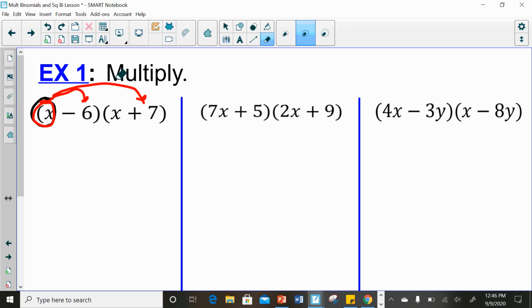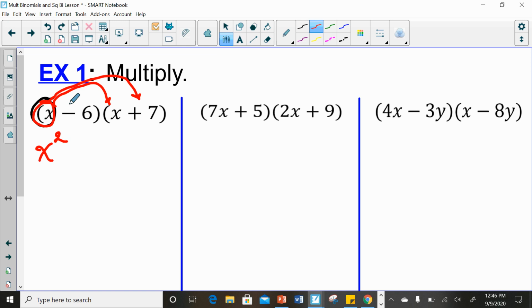Let me erase that. This is what happens when you put the wrong arrow in the wrong spot. Clearly, I'm in the wrong one. So let's try this again. Okay, so my x is going to go to this x and this 7. I knew something was off. So x times x is x squared. And then x times 7 is a positive 7x.